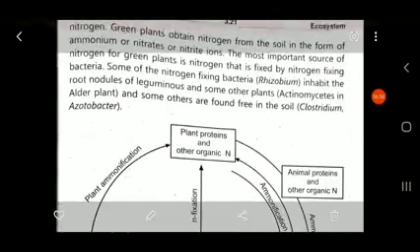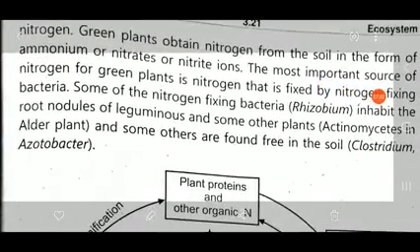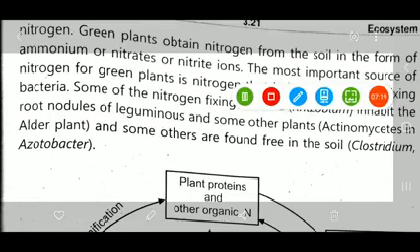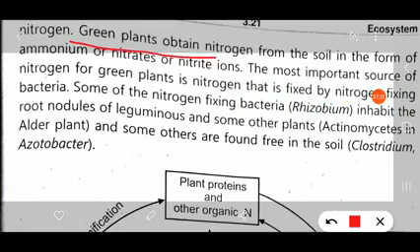This is our slide. Green plants obtain nitrogen from the soil in the form of ammonia. Plants cannot directly use the nitrogen. There are different forms of nitrogen: nitrate form, nitrite form, ammonia form. These are the different forms of nitrogen.